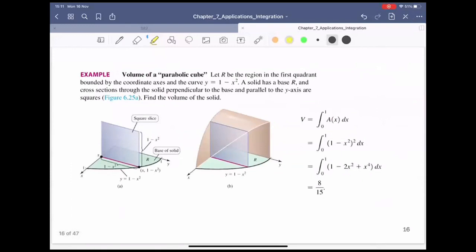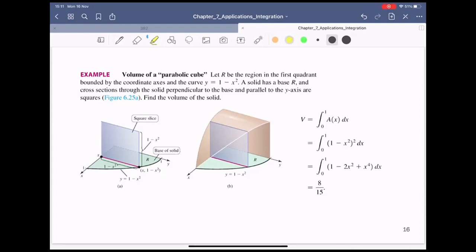All right, so example here. Let's suppose that I want to find the volume of the parabolic cube. Let R be the region in the first quadrant bounded by the coordinate axes and the curve y equals 1 minus x squared. The solid has base R, and cross sections through the solid perpendicular to the base and parallel to the y-axis are squares. Find the volume of the solid.